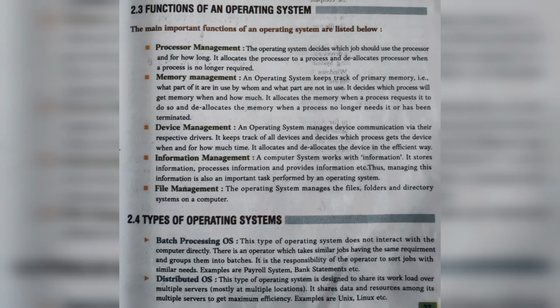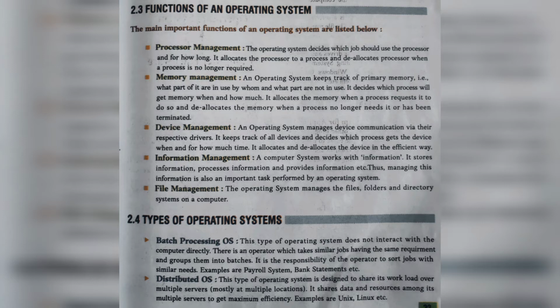And then next, memory management. An operating system keeps track of primary memory, that is, which parts of it are in use by whom and which parts are not in use. It decides which process will get memory, when, and how much. It will allocate the memory when a process requires it, and deallocate the memory which a process no longer needs and has been terminated.